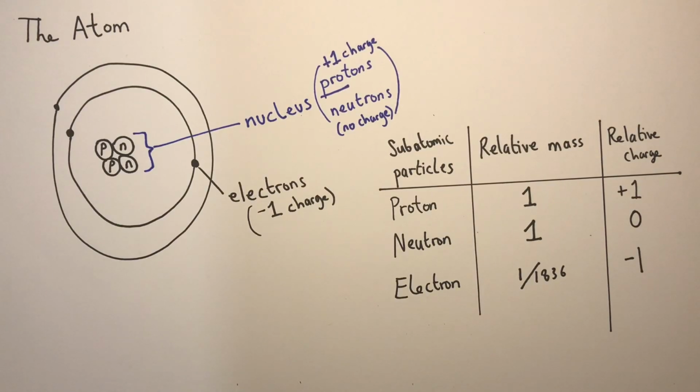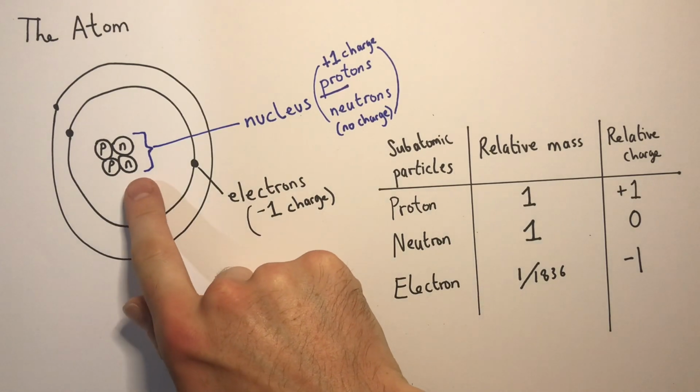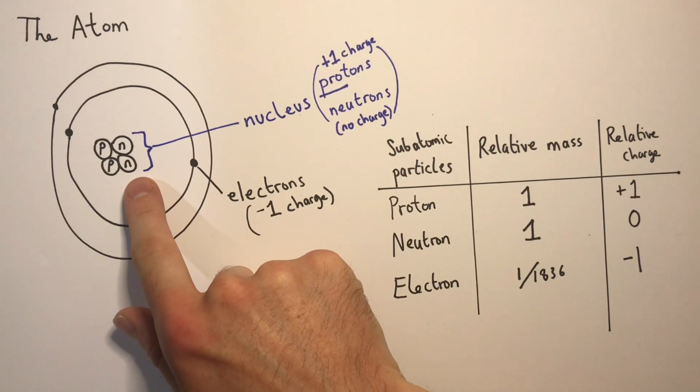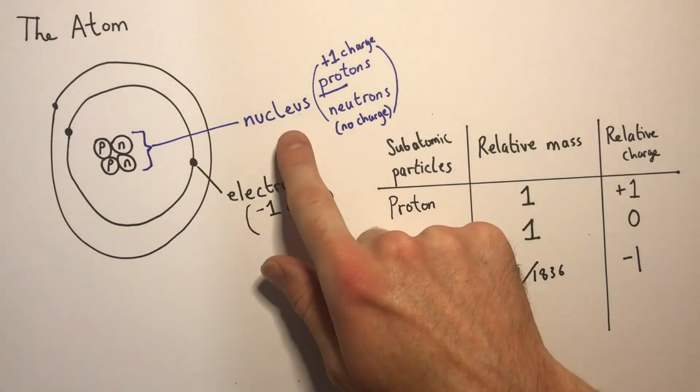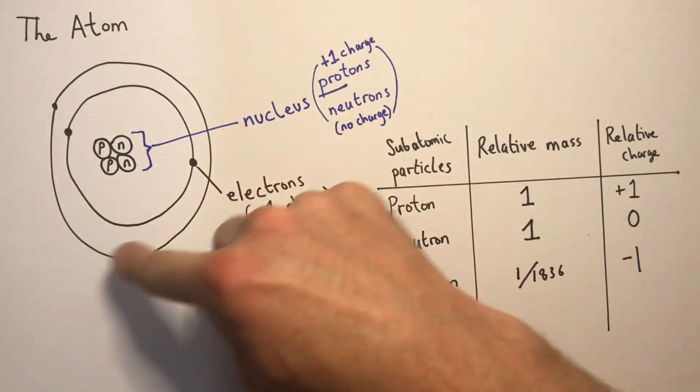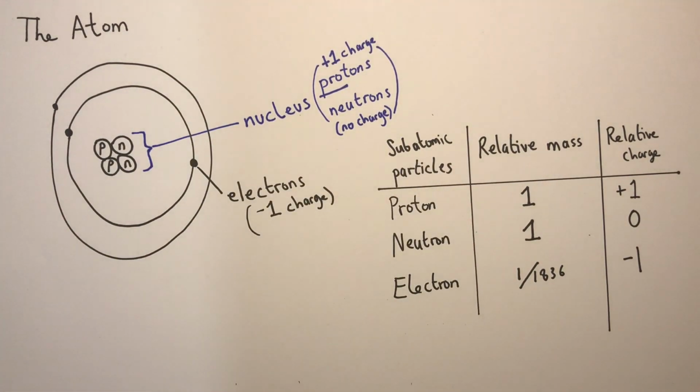So, this lesson is about the atom. The atom contains three subatomic particles. We have the protons and the neutrons. They are inside of the nucleus, the central part of the atom. And around the nucleus, orbiting the nucleus in shells, are the subatomic particles, electrons.